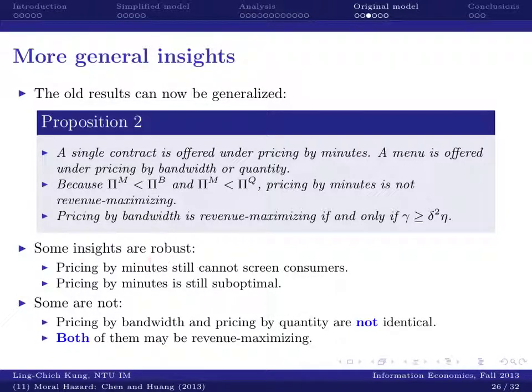Okay, so let's see something more. We know some insights are robust. So pricing by minutes cannot screen consumers. This is still true because there is just a single contract. Pricing by minutes is still suboptimal. Later we will discuss why this is still true under a more general model. But now something becomes different. Pricing by bandwidth and pricing by quantity are not identical anymore. Both of them may be revenue maximizing, and the winner depends on gamma, delta, and eta.